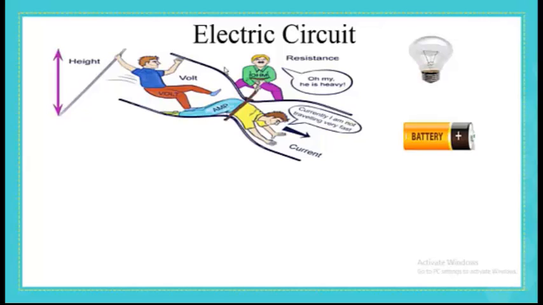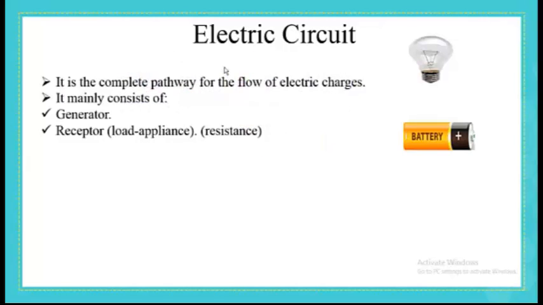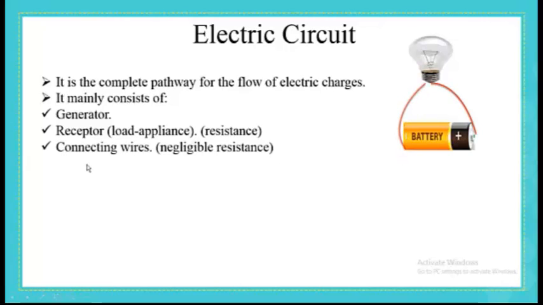And now let's continue listing the components of an electric circuit, and if you check these two together, they can't make a complete pathway. So we still need a connecting wire. We need connecting wires that provide negligible resistance. Now let's move to the types of electric circuits. In the previous video, you have seen two. However, I'm going to talk about three types of electric circuits.